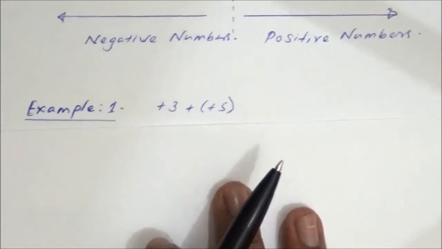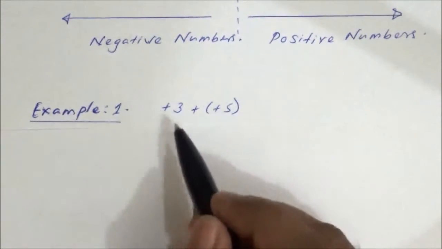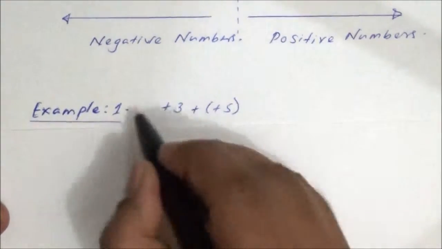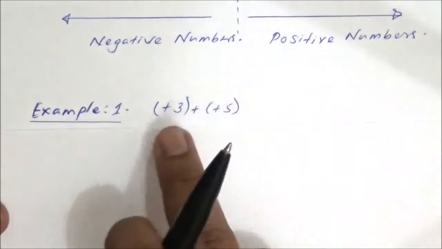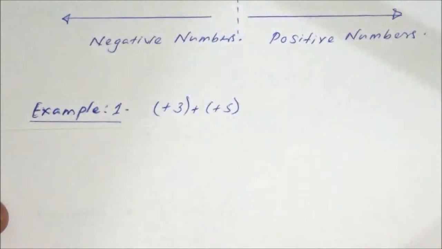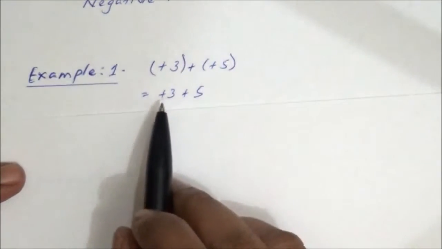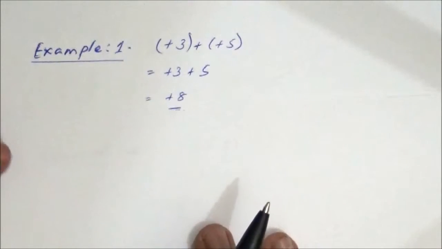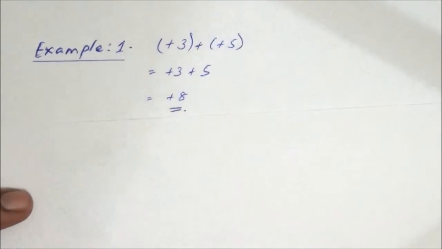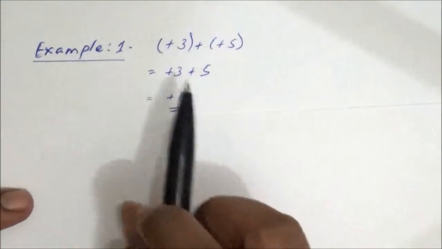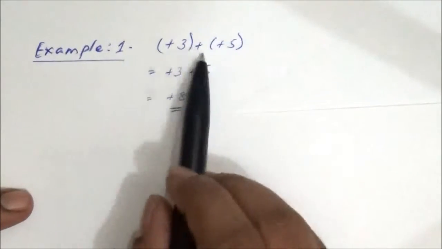In this first example you can see +3 and +5. Both are positive numbers. So how to add them? When you are adding the same sign, find the sum of the numbers and give the answer the same sign. +3 and +5 together make +8. So it's plus because both are the same sign.